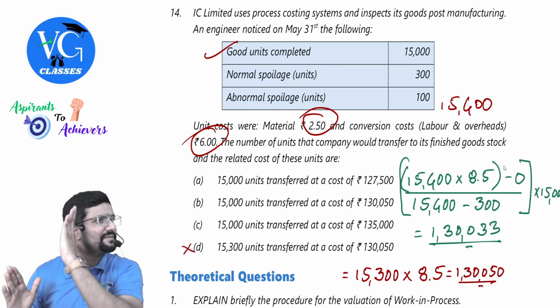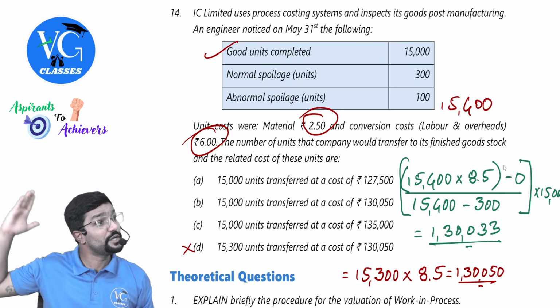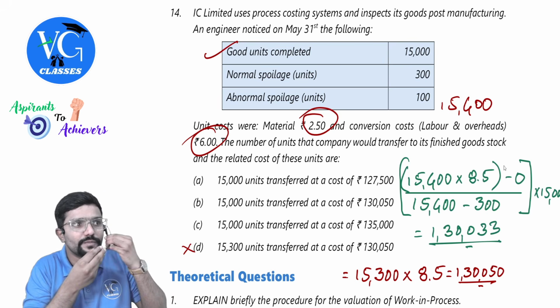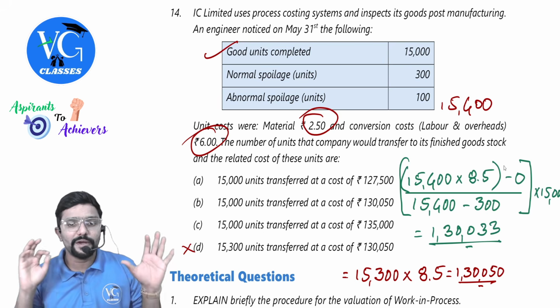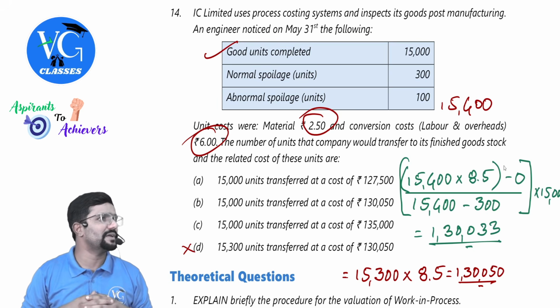Defective and spoilage is something which we get at the end of the production process. That means you would have already incurred the conversion cost also. Yes, sir. Now, what happens? I would have incurred 8.5 rupees even on the normal spoilage as well as abnormal spoilage. Yes, I would have incurred.